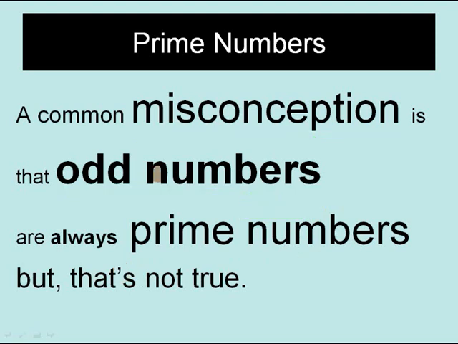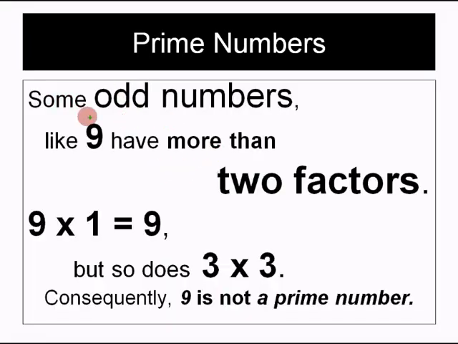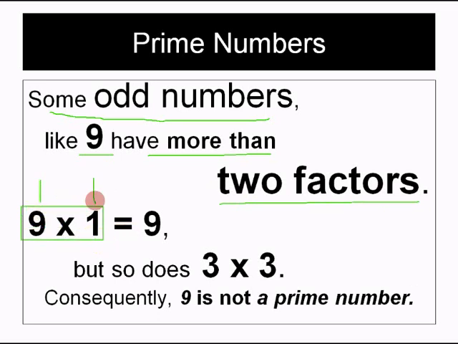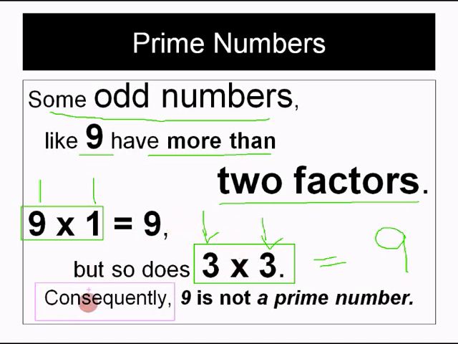Let's find out. We found out that some odd numbers, like 9, have more than 2 factors. The first 2 factors are 9 into 1. There are 2 factors. But 3 into 3 also gives 9, right? So there are 3 factors. So consequently, what do you mean by the word consequently? Because of that. Consequently, because it has more than 2 factors, or the other way we can say it, because of the reason stated above, 9 is not a prime number.